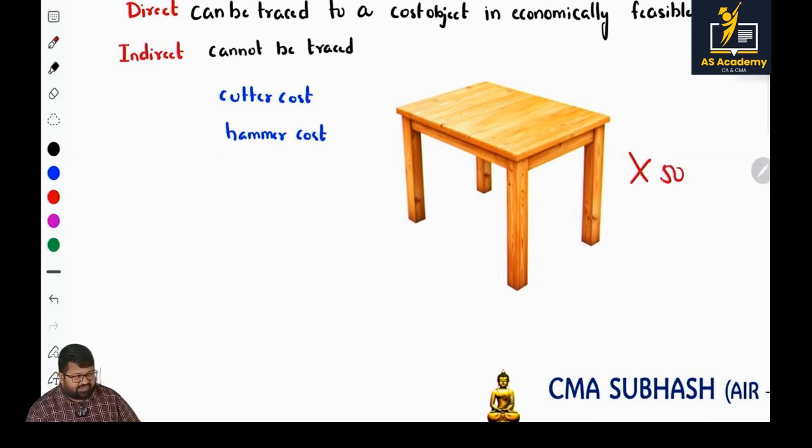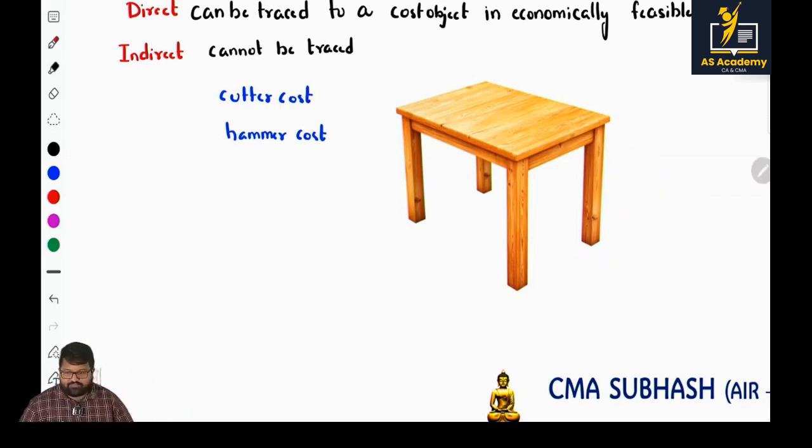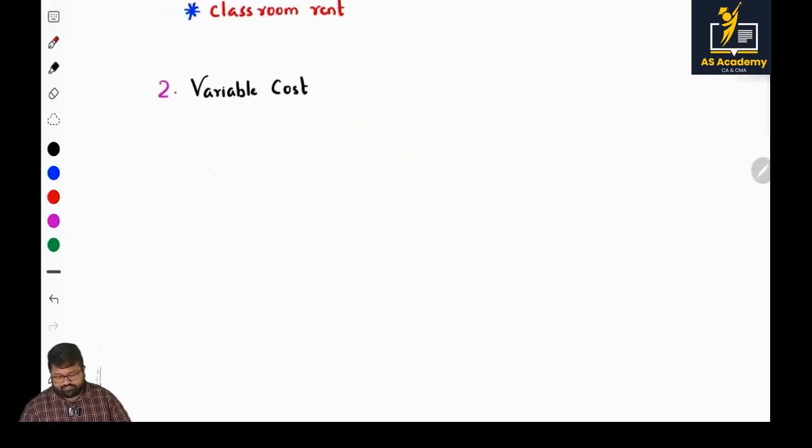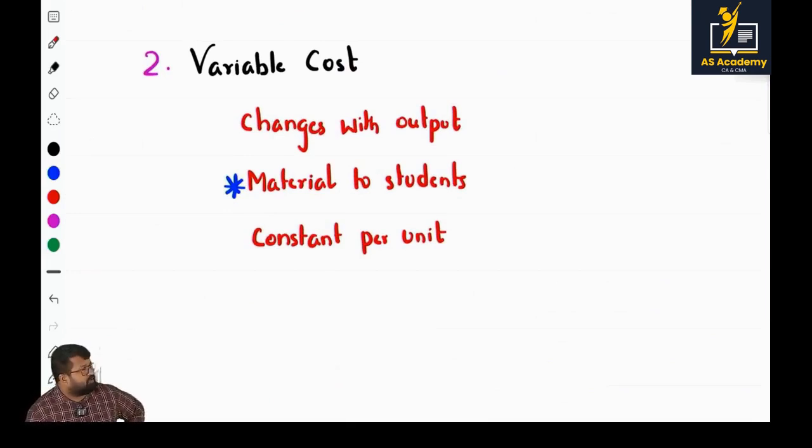I am manufacturing 50. For example, one log is required for an entire table, assumption, 1 into 50. But if it is increasing, 1 into 100, I am multiplying with the number of units. So variable cost totally is changing based on the number of units manufactured or service given, depending upon service industry or a manufacturing industry. Okay, so write the points there. It changes with output. Based on what does it change? Based on output.